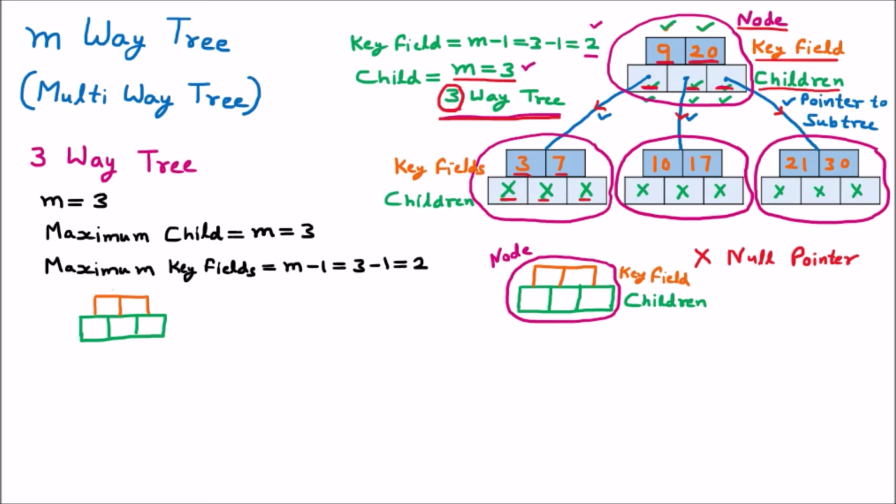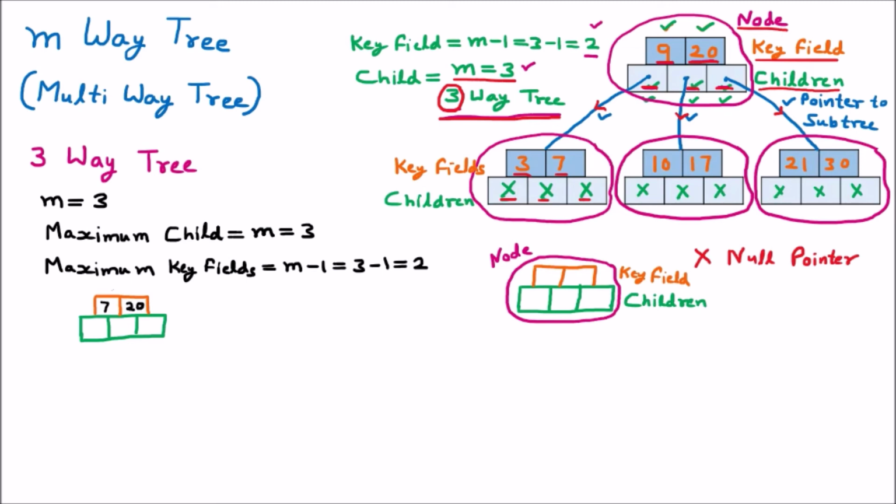I am taking different colors to make you understand the difference between the key field and the children. Otherwise there is no need to take different colors. Let us suppose that the key fields are containing some values, like it is having the 7, it is having the 20. So these two values are taken.